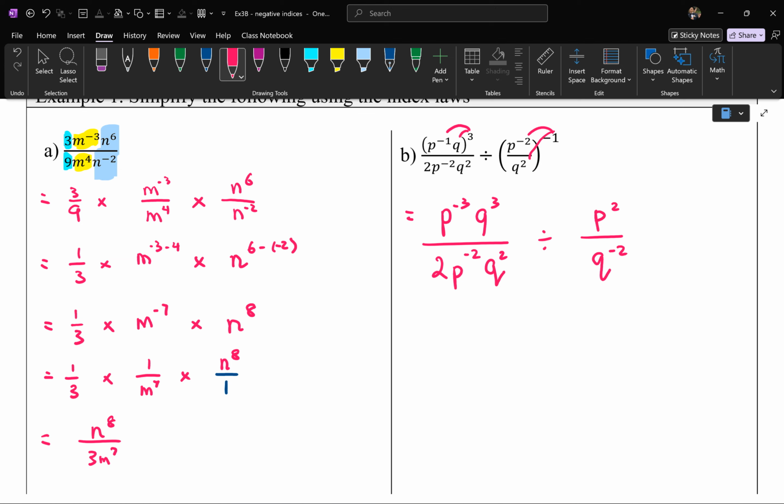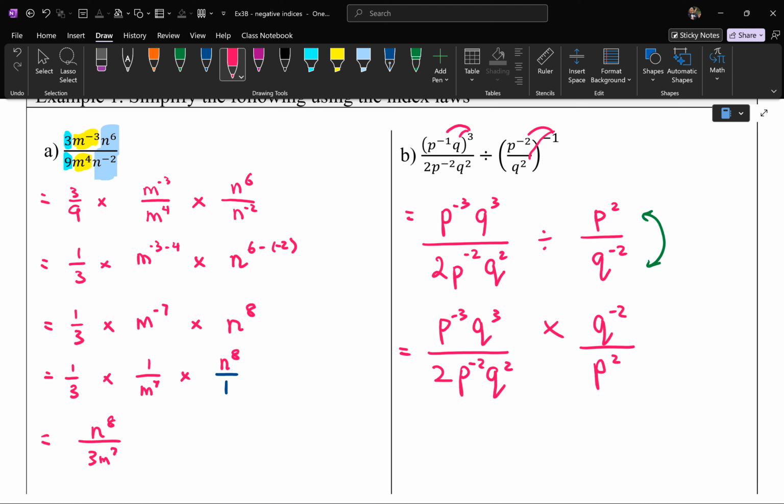From here, I like multiplication. I don't like division. What do you do when you divide fractions again? What do you have to do? Jaden. All right, maybe Sean. The reciprocal. So next line is when we're doing multiplication, we change it to times. This now becomes q^-2 over p^2. This is p^-3 q^3. This is 2p^-2 q^2. See how I'm keeping it very clean?